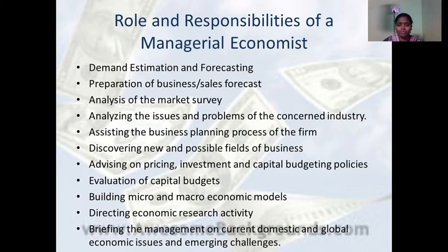As an economist, I have to support the business plan. What type of business plan do they have? They may want to start a new business, do additional business, launch a new product, or add additional features to a particular product. What kind of process is he doing? The business they have to identify.